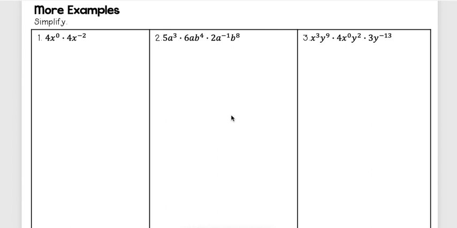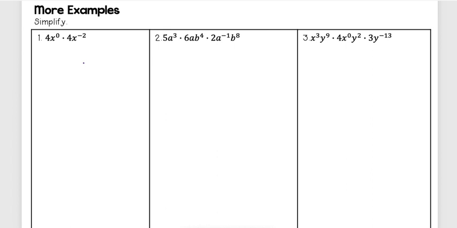So in this video we're going to do a couple more examples, and these ones just have a little bit more happening with them, so just a little bit more difficult. So in this first one I have 4x to the 0 times 4x to the negative 2.